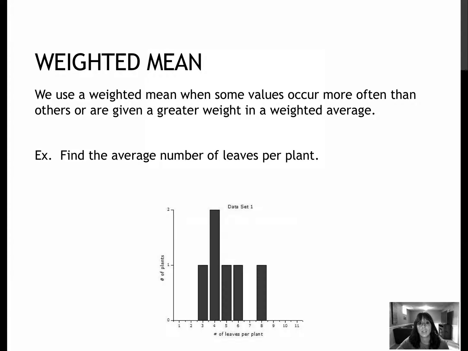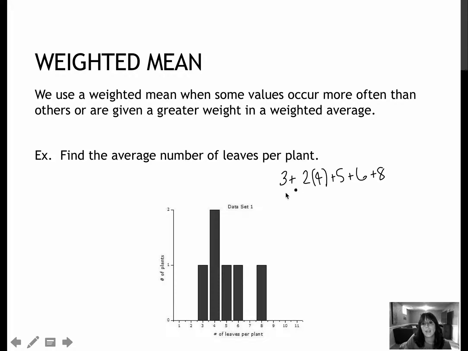So again, looking at the average number of leaves per plant, I know here that only one plant has 3 leaves per plant, but there are 2 plants that have 4 leaves per plant, and so I would have to take that times 2, so it's weighted twice as much as everything else. 2 times 4, and then I've got 1 5, 1 6, and 1 8.